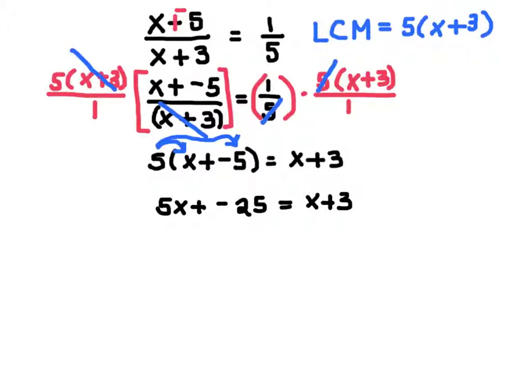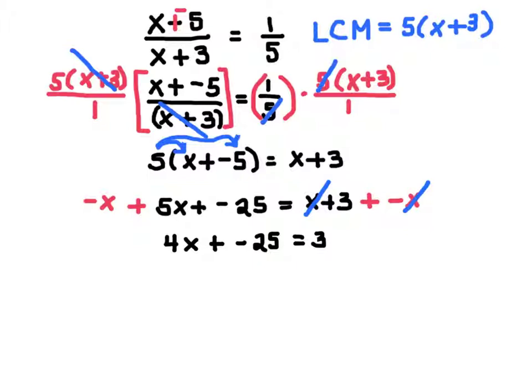Now, our mission here is to get the x's to the left-hand side. So I want to get the x out of the right-hand side, bring it to the left. So what I'm going to do is add to the right-hand side the additive inverse of x, which is a negative x. And if I add it to the right, I must also add a negative x to the left. And a positive x and a negative x is a 0. On the left-hand side, when I add a negative x and a 5x, I get a 4x. And I get 4x plus a negative 25 is equal to 3.